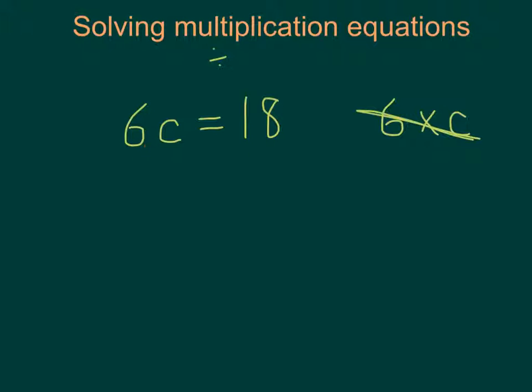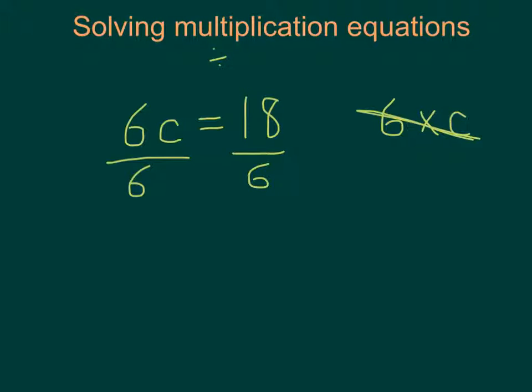The opposite of timesing is dividing. We're going to divide by 6. And to show the dividing, the fraction sign right here, that means divide. Now remember, in an equation, to keep it the same or equal on one side, you have to do it to the other side. So we're going to divide this side by 6 as well.